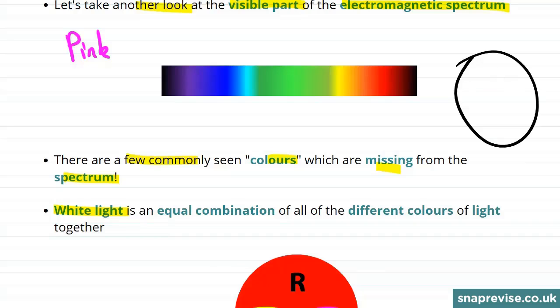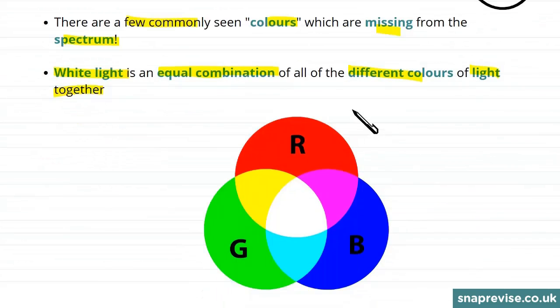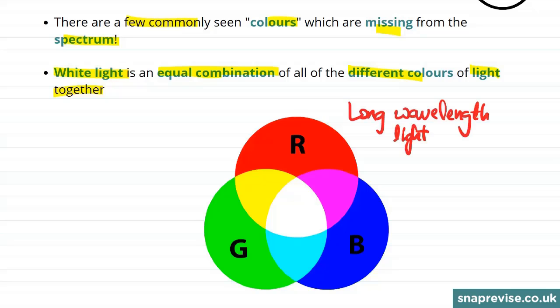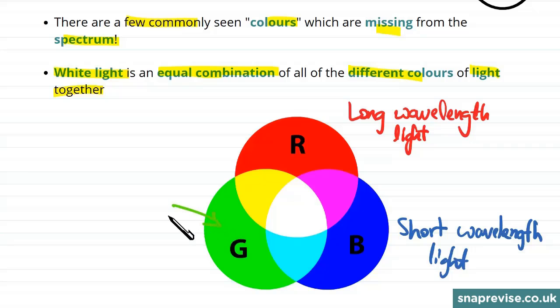Well, it turns out that white light is an equal combination of all the different colours of light together. So let's say we mix up some long wavelength light with some short wavelength light, for example blue light. And let's go for something in the middle. So for example, green has a kind of middle wavelength. We call these colours together primary colours for light. And when we mix them all together, we see that we get white.